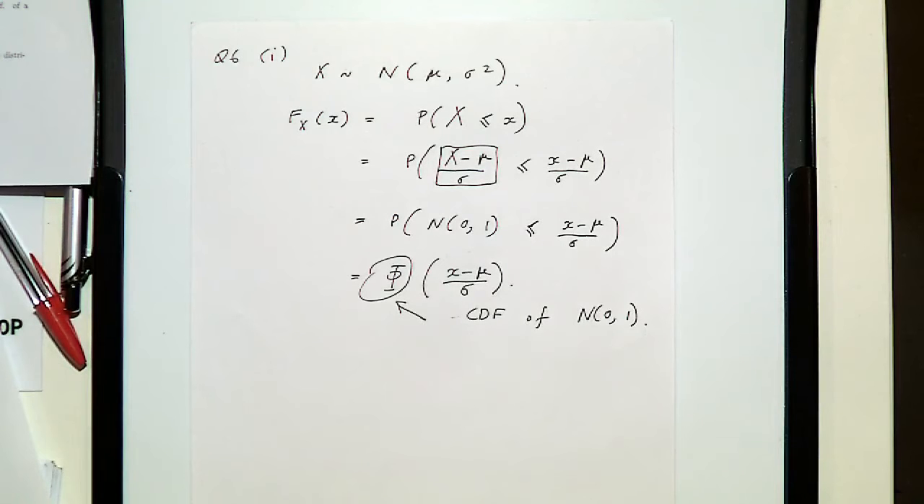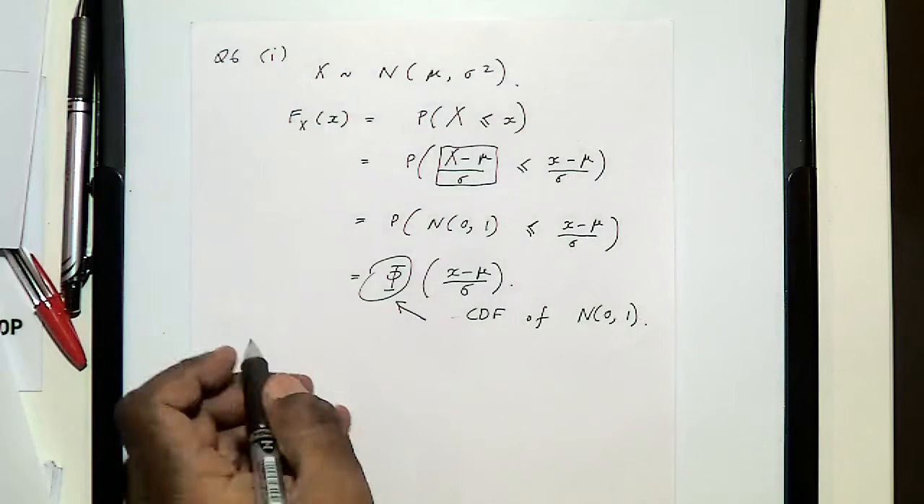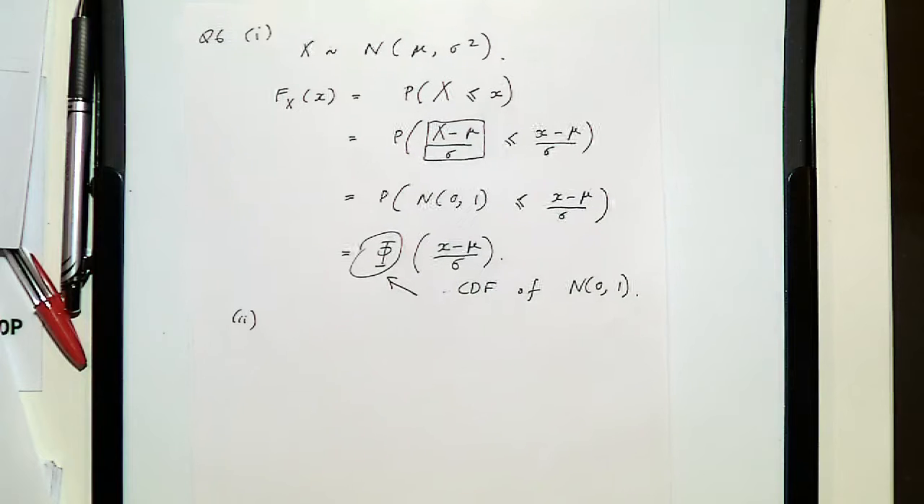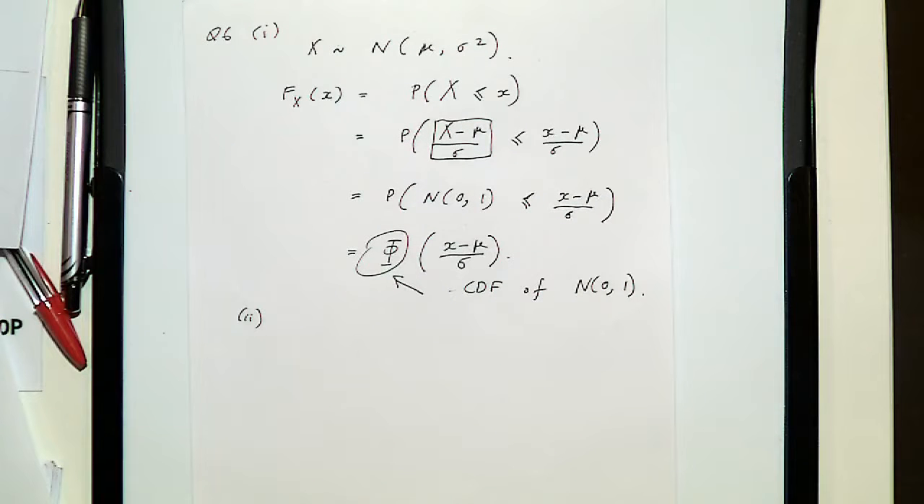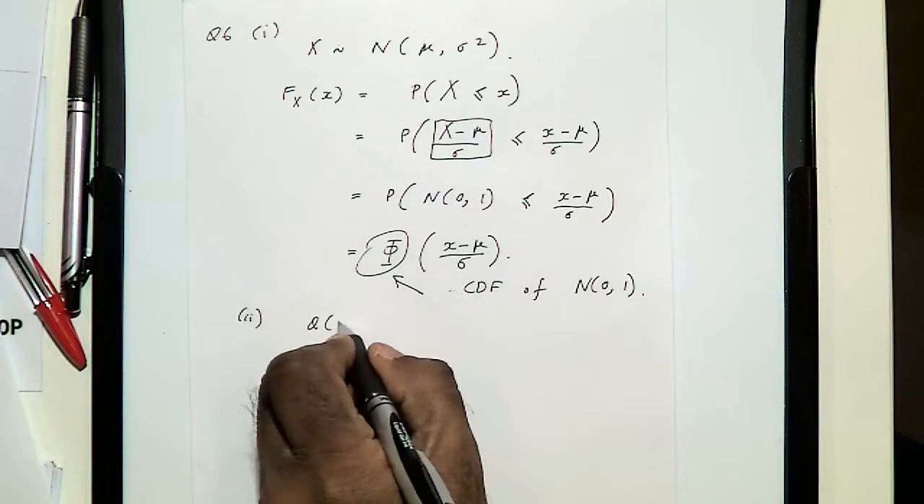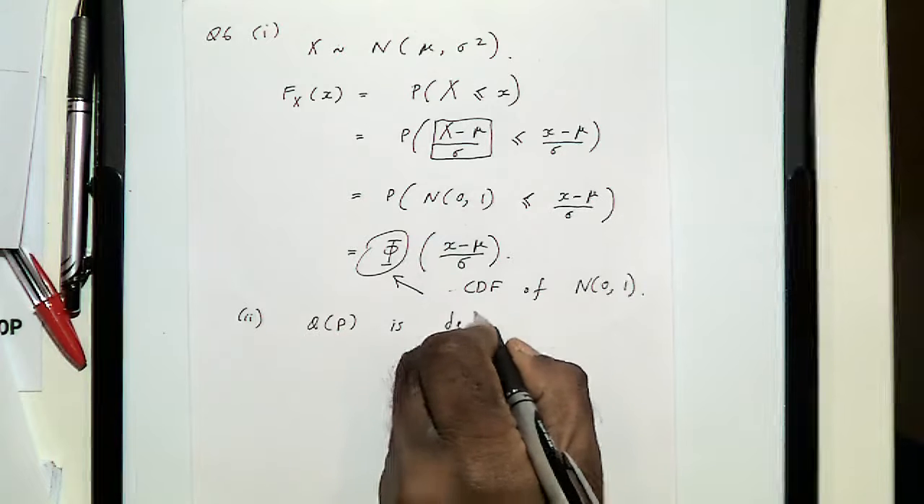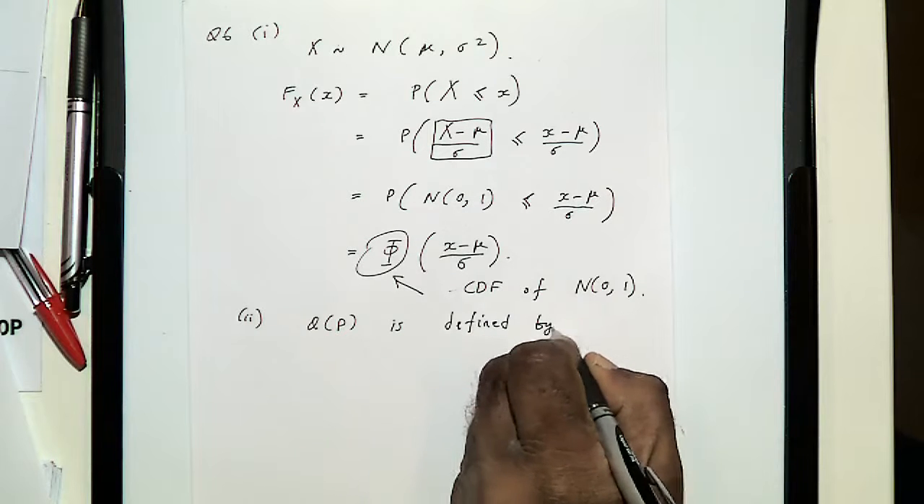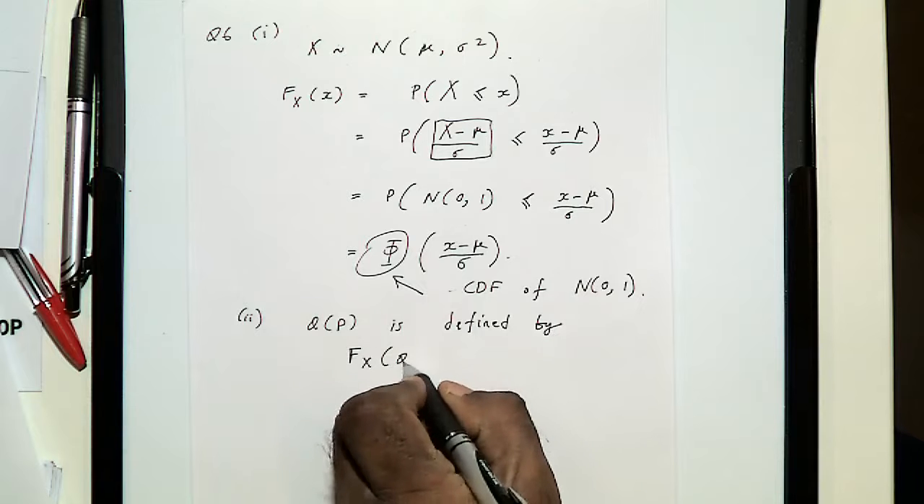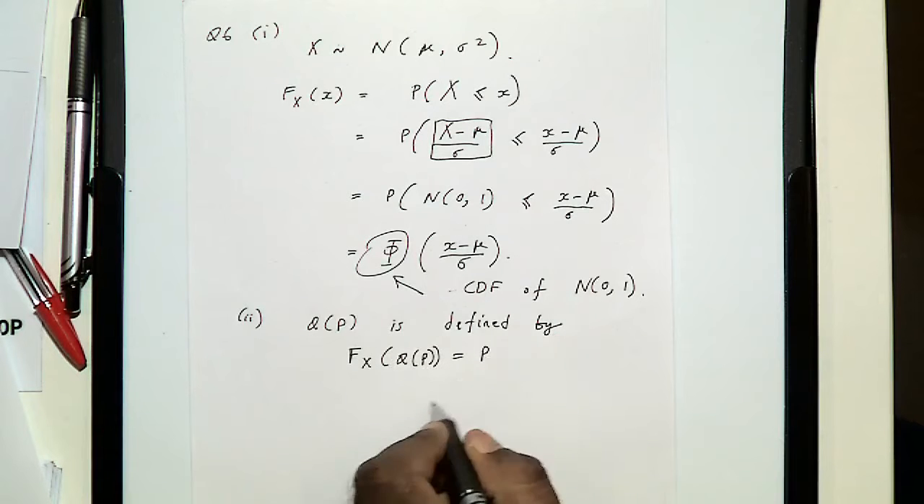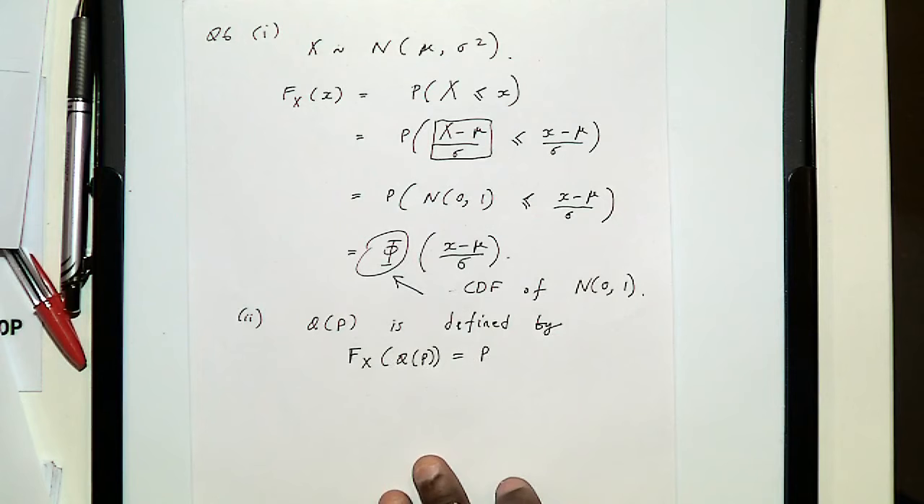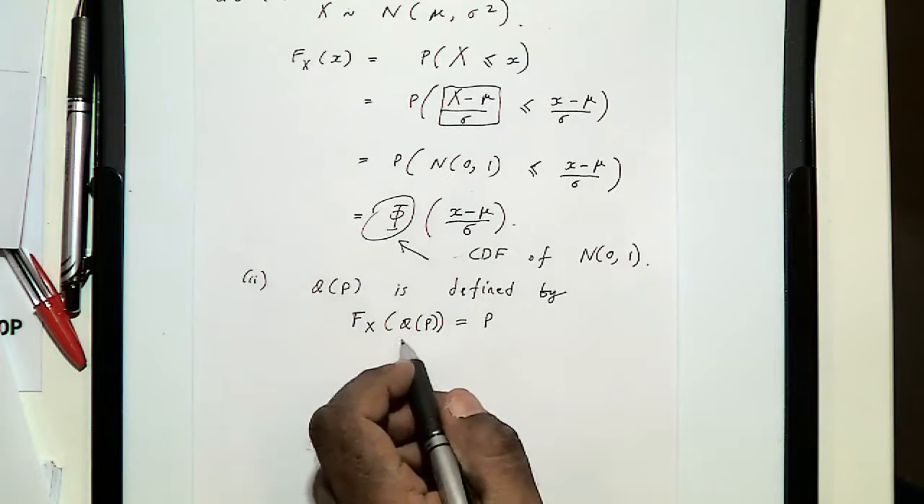Now part 2, is that okay guys? Part 2 is asking you to find the quantile function for the normal distribution. Now remember, again from stuff that we did last Friday, the quantile function Q of P is defined by this. I think I mentioned this during the review session last week. Anyway, this is the definition of a quantile function.